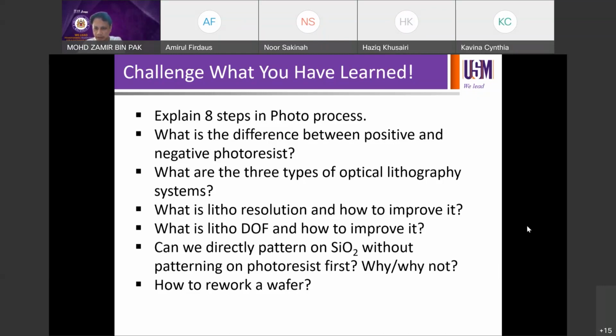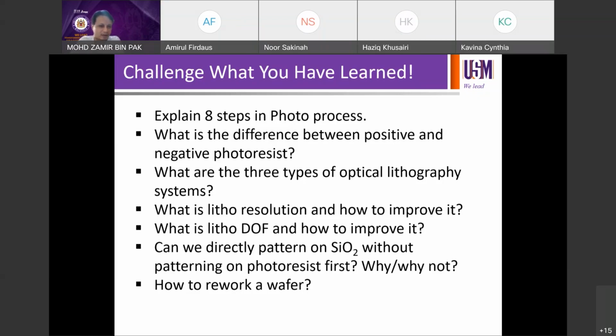Okay, exposure area. Positive resist, the exposed area is soluble, right? Negative resist, the exposed area is insoluble. Okay, all right. Solubility, yeah. Okay, next.